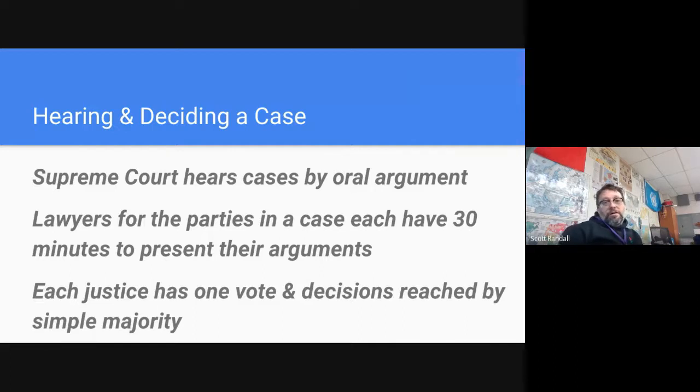And in many cases, the Supreme Court justices will ask questions to the lawyers for each party. Usually these questions pertain to how these laws either jive or maybe don't match up with the Constitution. Each justice has one vote, and a decision is agreed by a simple majority. A lot of times, a 5-4 case is a very closely contested case.